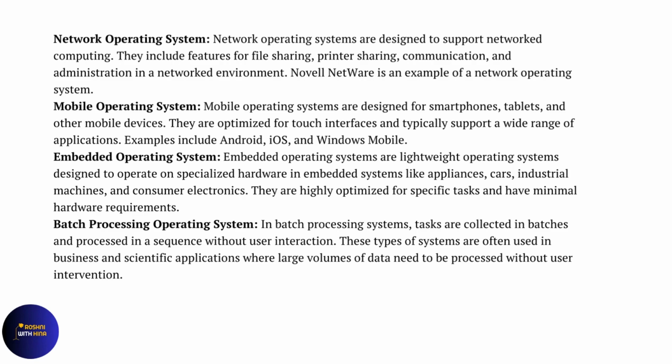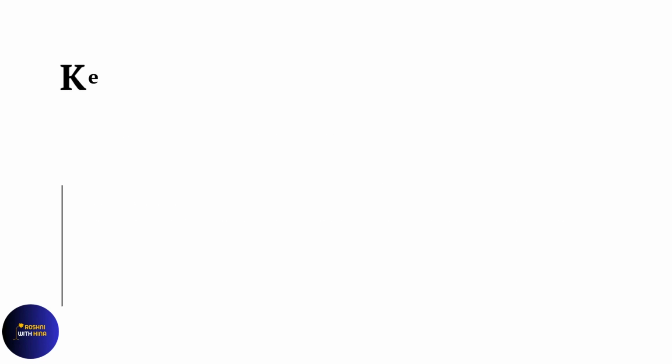Batch processing operating system. In batch operating system, tasks are collected in batches and processed in a sequence without user interaction. These types of systems are often used in businesses and scientific applications where large volumes of data need to be processed without user intervention.